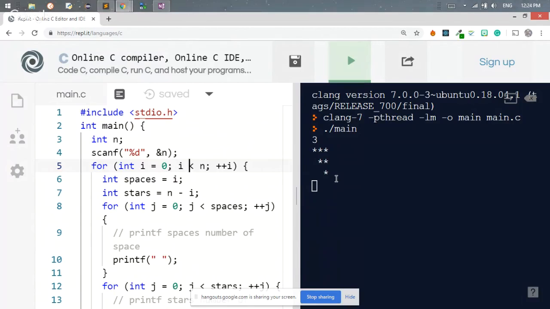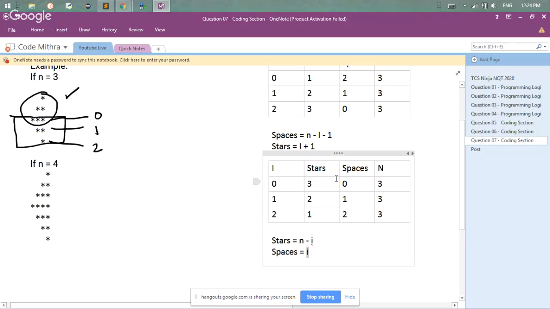Now that means what? All I have to do, whenever I get a pattern question, is create this table and figure out the formula, and change the formula in the code that we will be discussing. We have discussed now, right? So just change the formula in the code and then run the code. It'll give you the proper output.